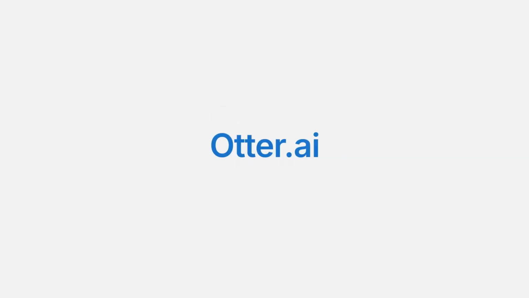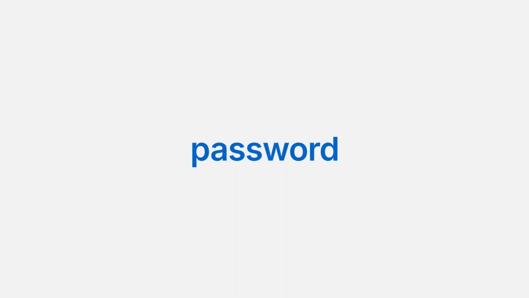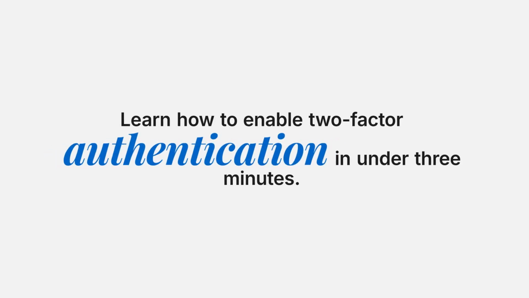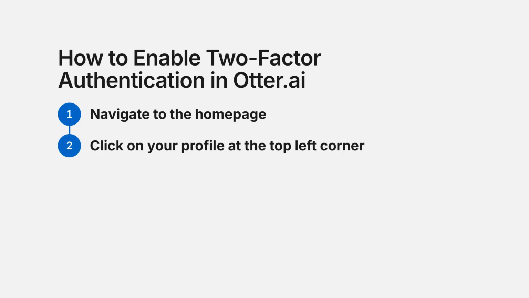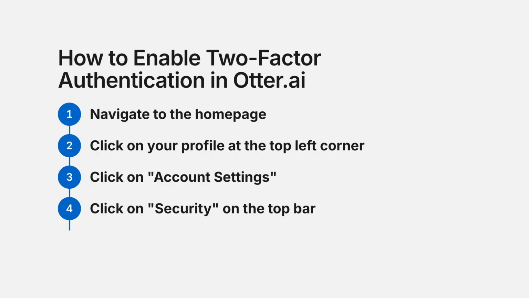Are you worried your Otter.ai account is one password away from being hacked? Learn how to enable two-factor authentication in under 3 minutes. We'll start in your account settings, then select an authenticator app, scan the QR code, and verify the code to turn on two-factor authentication.